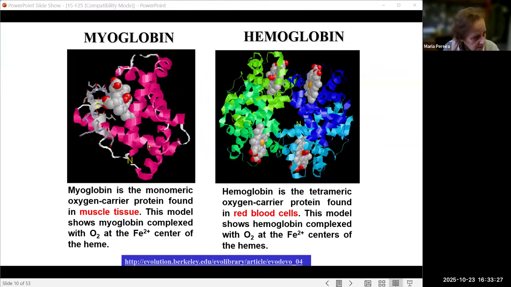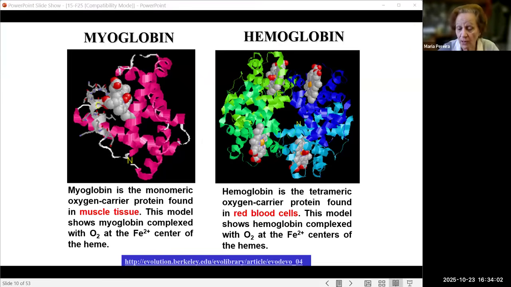But myoglobin is a protein, so its level is genetically determined. It has promoters that induce the expression of the gene. So there are many factors that can lead to an increase in myoglobin production. But the levels of hemoglobin usually are increased by increasing the number of red blood cells. And I will discuss this very shortly.